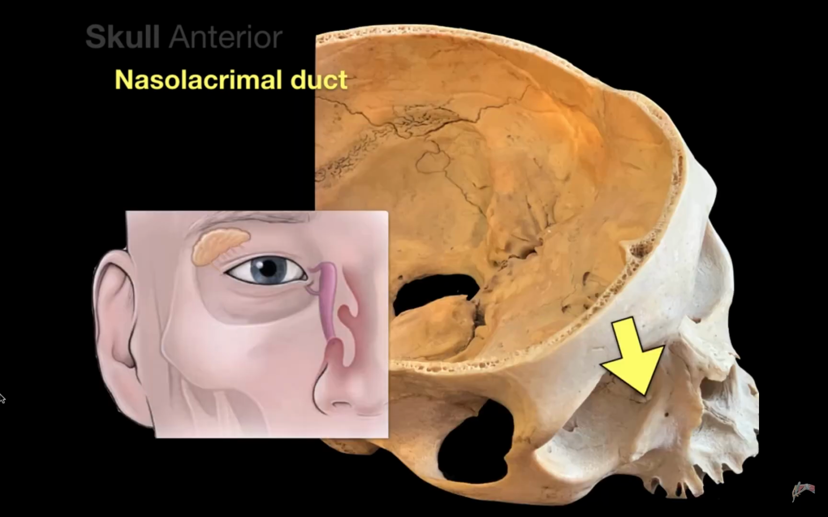And that nasolacrimal duct does the following. Here's the orbit. There's our lacrimal gland that, when innervated, produces tears that wash the eye and go down through this nasolacrimal duct into the nasal cavity. Hence why when you cry, you usually get a runny nose. That is the nasolacrimal duct going between the medial corner of the eye all the way down to the nasal cavity.